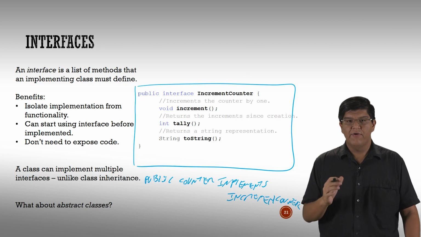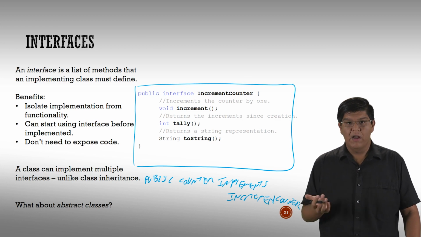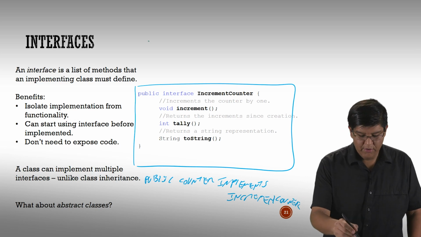So if I have different counters that implement the same interface, they become interchangeable behind the scenes. So I have here my counter, it says implements increment counter. Basically that means that my counter class is obligated to have all those methods that this interface defines. And so if I have someplace else in my program, I would have stuff like this.